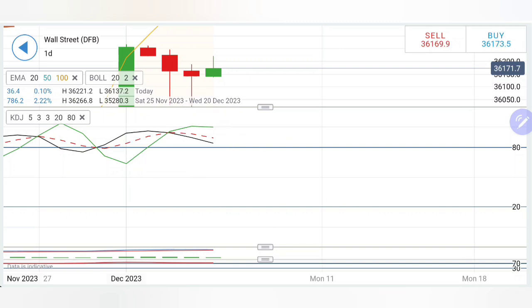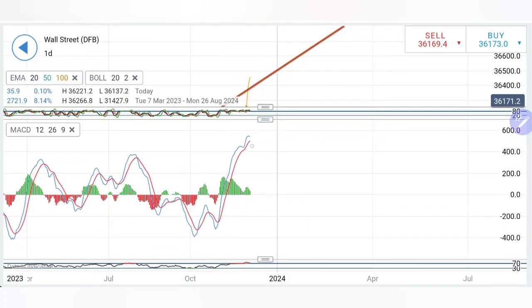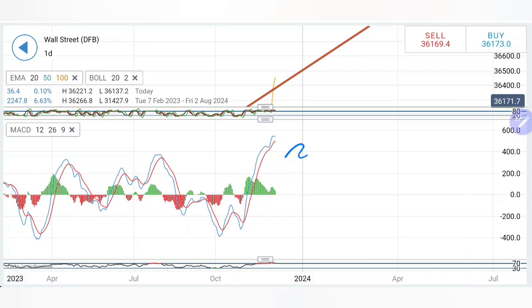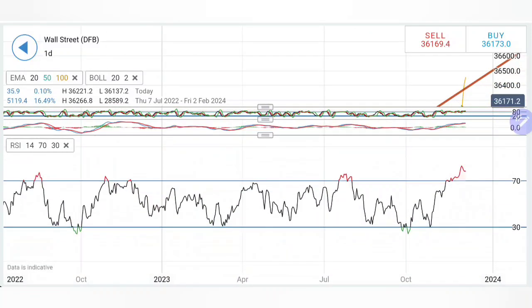Stochastic is overbought, it is elevated. The MACD is also bullish, it is running in green, trading with divergence so far, and it has come to extremely elevated levels here, plus 600, which we have not seen while we were bearish here on the daily charts. Now look at the RSI. This is also trading extremely overbought.